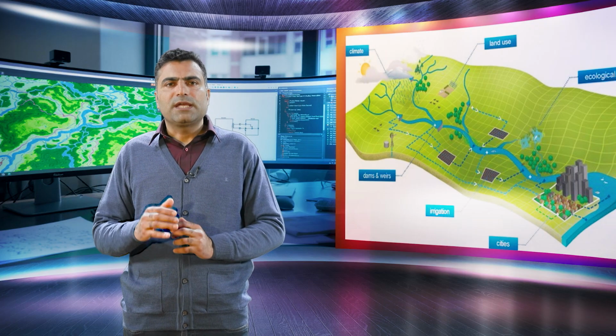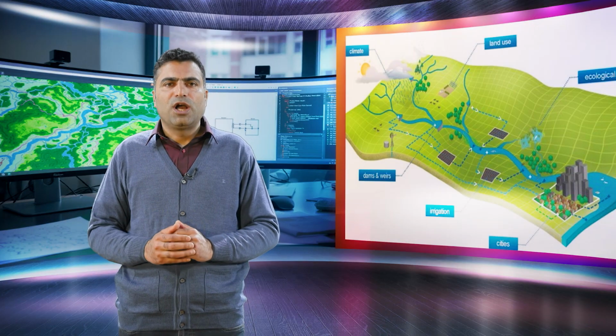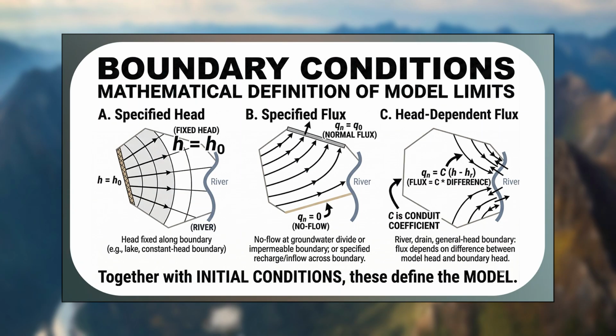Now let us discuss the boundary conditions. The mathematical definition of the boundary is a fundamental part of designing a hydrogeological model, as these boundaries define the limits of the system and control how water moves within it. Boundary conditions specify the head, that is the water level, or the flux, that is the flow rate, along the outer edge of the model or at the internal sources and sinks.